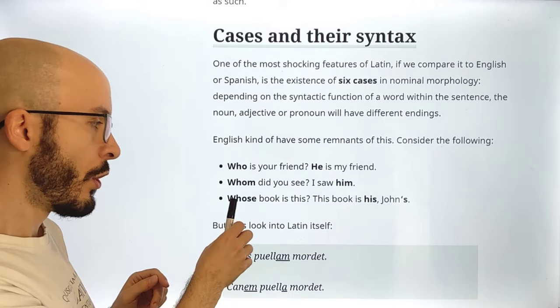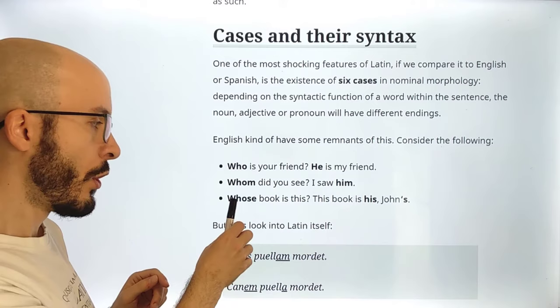So now, if we come back here, we can know already that this is the nominative, because it's the subject, and this is the accusative, because it's the direct object. Also, the dog bites the girl, and here is the direct object, and here we have the subject. Okay, the girl bites the dog. Again, no need to freak out if you don't know what all of this subject, direct object, etc. is. Click here and you will learn it super easy.